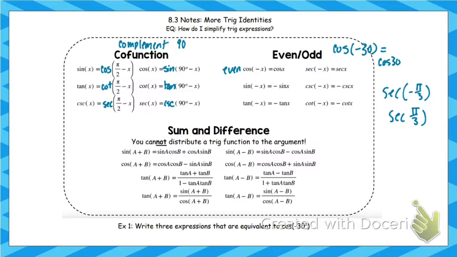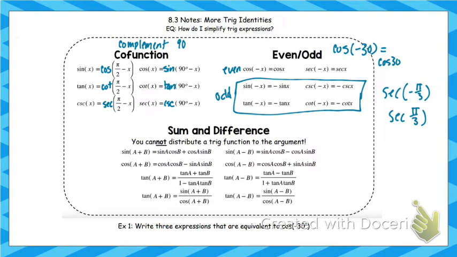So those are the two even functions. The other functions are odd. What the odd functions mean is the negative doesn't just go away, but what you can do is take the negative and move it to the outside. Okay, so those are your odd functions. So cosine and secant are even, and your other functions are odd.